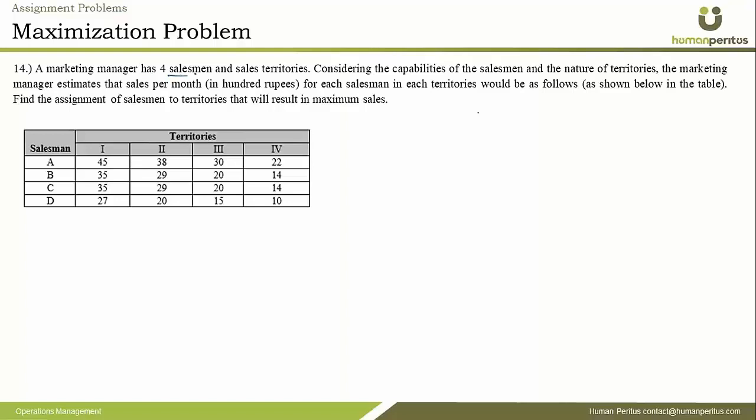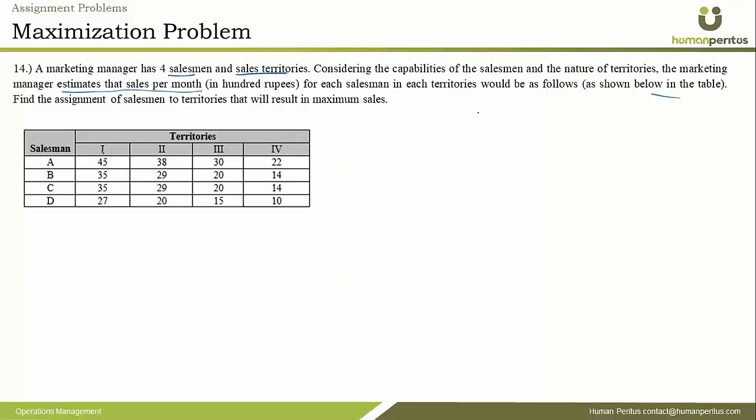A marketing manager has 4 salesmen and 4 sales territories. Considering the capabilities of the salesmen and the nature of the territories, the marketing manager estimates that sales per month, given in 100 rupees, for each salesman in each territory would be as follows. So these are the estimated sales per month. Find the assignment of salesmen to territories that will result in maximum sales.